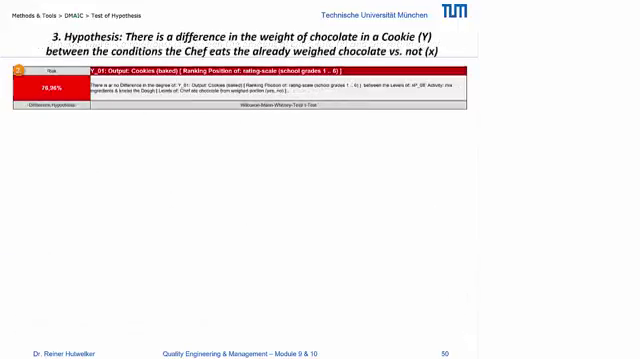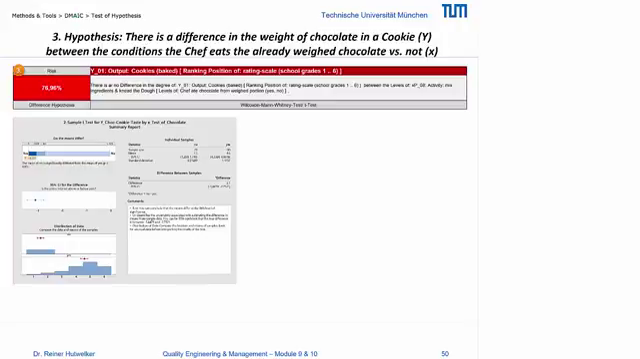The third hypothesis states there is a difference in the weight of chocolate in a cookie, Y, between the conditions the chef eats the already weighed chocolate versus not, the X. As you can see, with this third hypothesis, I want to again differentiate between cookie types to focus on those cookies with a bigger problem. And again, I choose the 2-sample t-test, although again not all conditions for this test are fulfilled here.